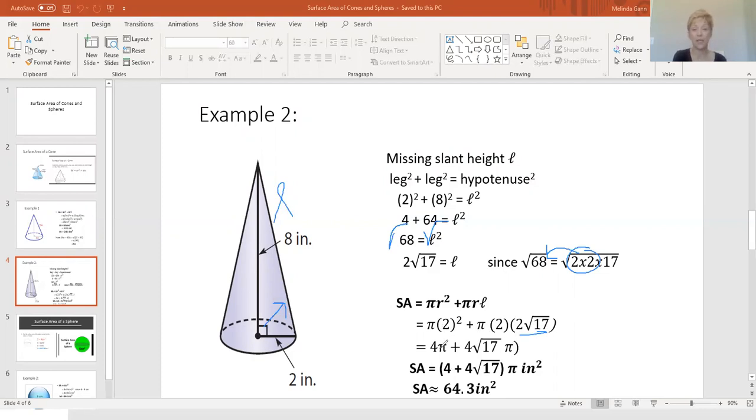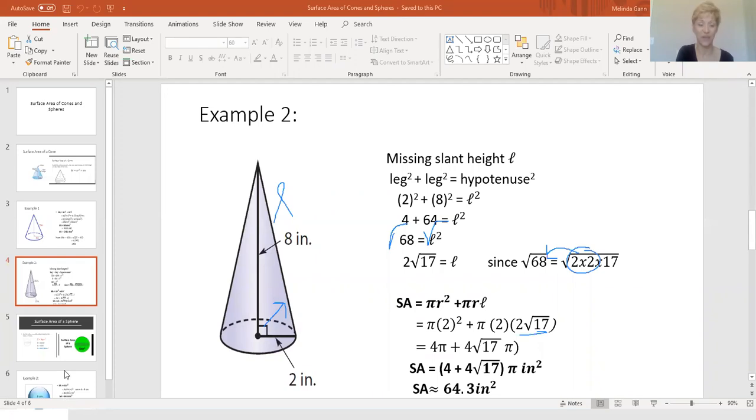So you don't say that you have 8 square root of 17. It's just 4 plus 4 square root of 17 pi. That's as simplified as I can make that. So really here, for most elementary people, the decimal approximation is a little better. So I used 3.14 for pi, and then I used my calculator and got a decimal approximation for the square root of 17. So you could give me an exact answer like this one, or a decimal approximation like that one. I would be good either way. So all you really need to know to find the surface area of a cone is the radius and that slant length. And then you substitute into your formulas.